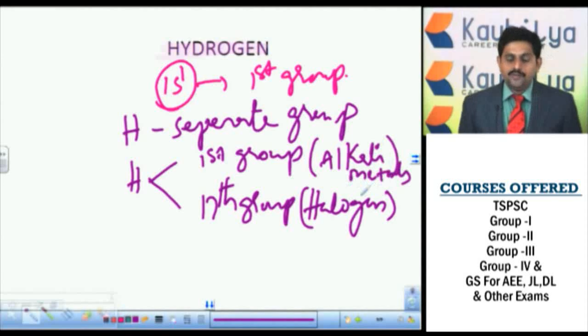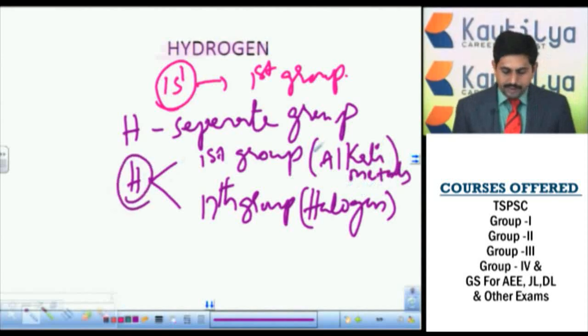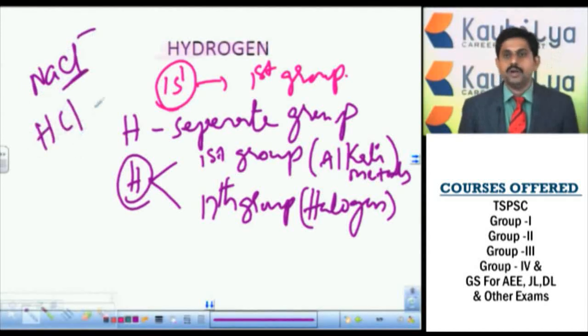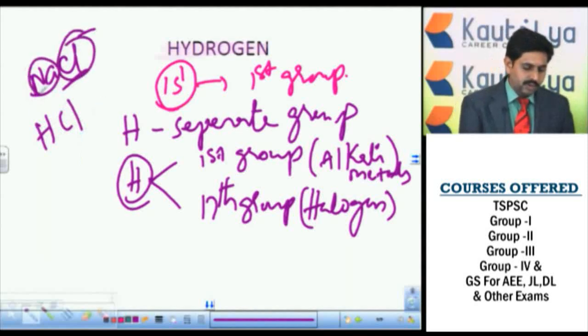So for example, we can take the first group property. I told you it has one electron in the outermost orbit, and it will form different types of compounds. For example, sodium forms an ionic bond, forming NaCl, that is, it combines with one chlorine. Hydrogen also forms a compound with chlorine, combining with only one chlorine. That means one sodium combines with one chlorine, and one hydrogen combines with one chlorine. So one of the properties is the same.